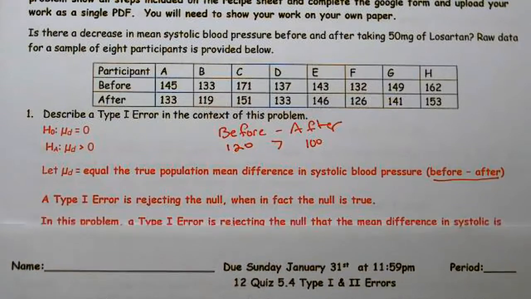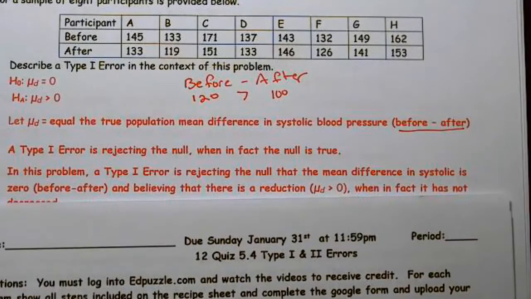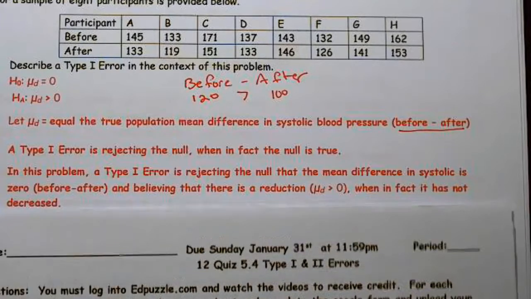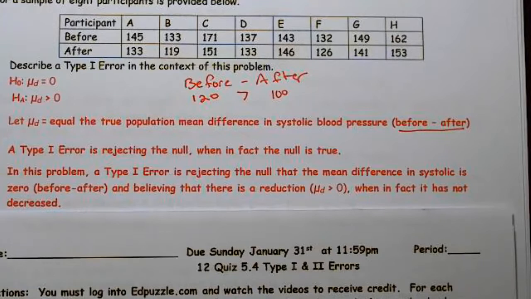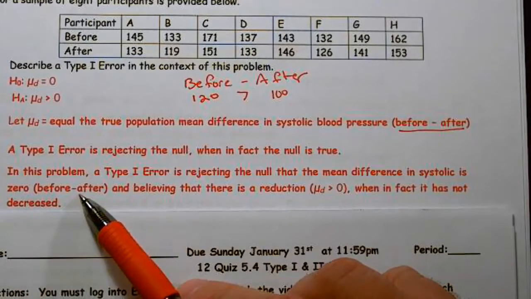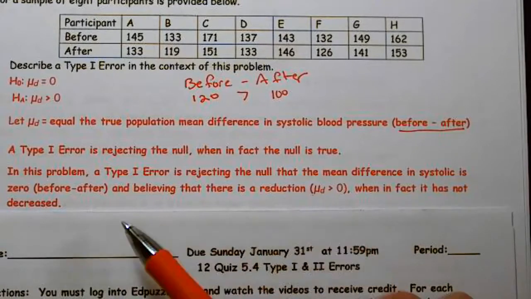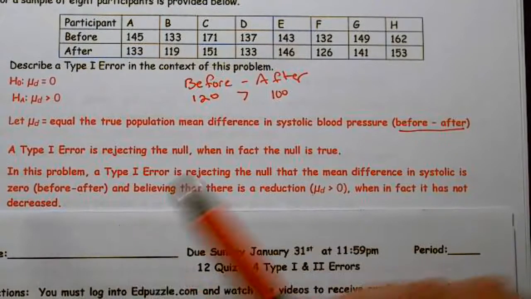Then we need to put it in context. In this problem, a type 1 error is rejecting the null that the mean difference is 0 and believing that there is a reduction when in fact it has not decreased. In other words, we rejected that it was 0. We believe that there's a decrease, but it hasn't.